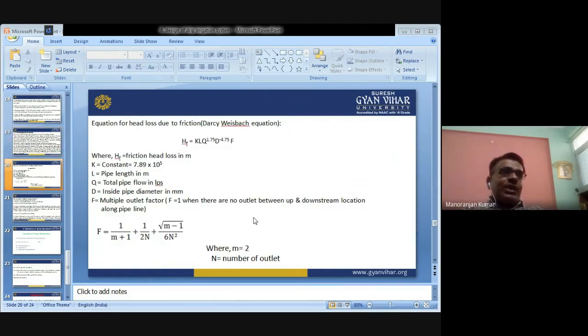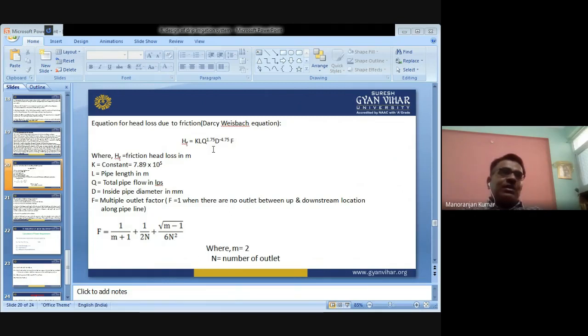So the equation for head loss due to friction, you can calculate by this equation. HF is equal to KL Q raised to power 1.75 D raised to power minus 4.75 into F. This equation is given by the Darcy-Weisbach equation. So what's the meaning of this equation?